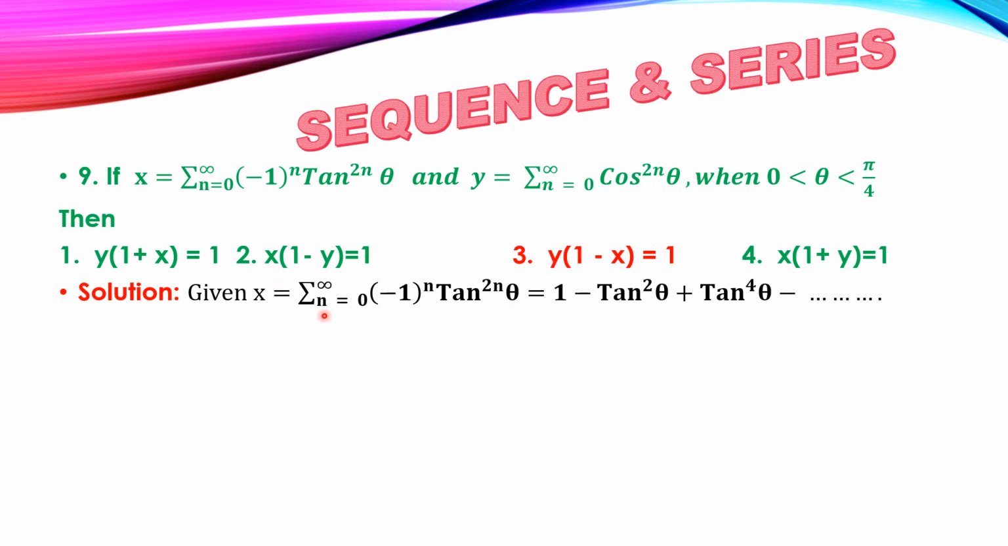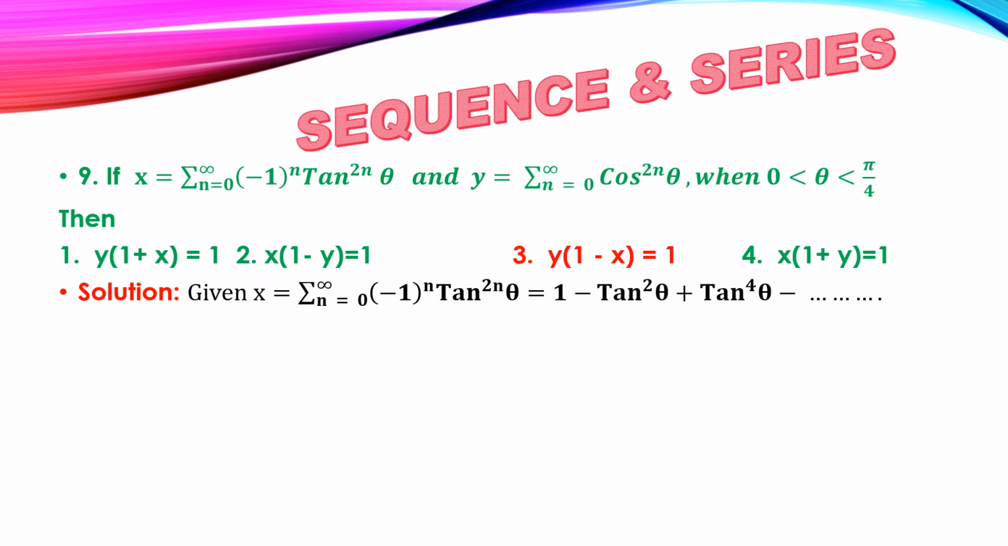And put n equals to 1, minus 1 power 1, that means minus 1 into tan power 2 into 1 theta, tan square theta. So minus tan square theta, which is second term. Similarly, put n equals to 2 in this term, minus 1 whole square, that means plus tan power 2 into 2, tan power 4 theta. So similarly, each and every term written as follows.